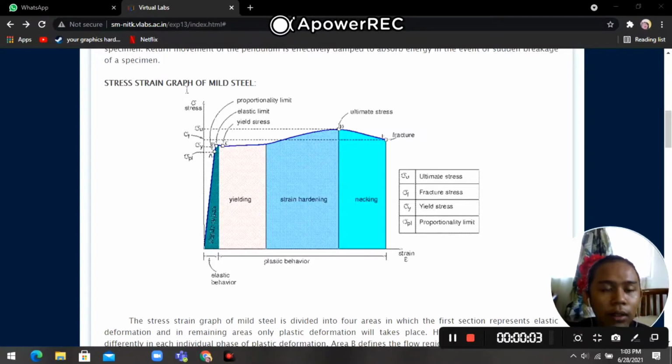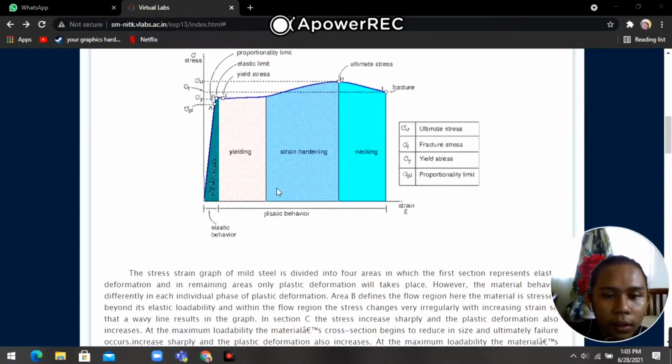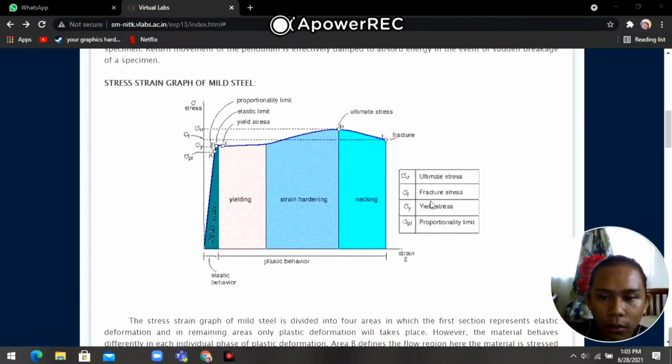Stress strain graph of mild steel. So this is the graph: ultimate stress, fracture stress, yield stress, proportionality limit.